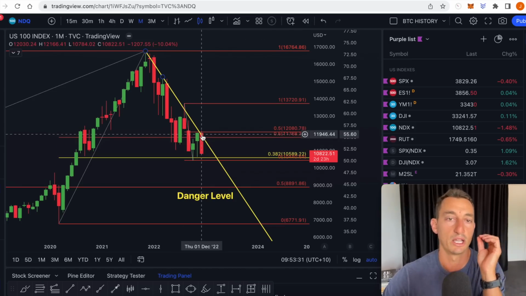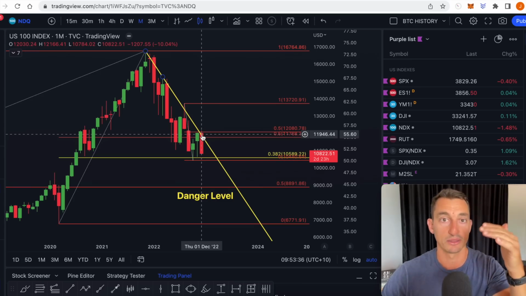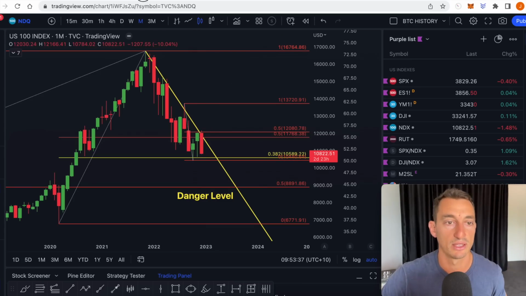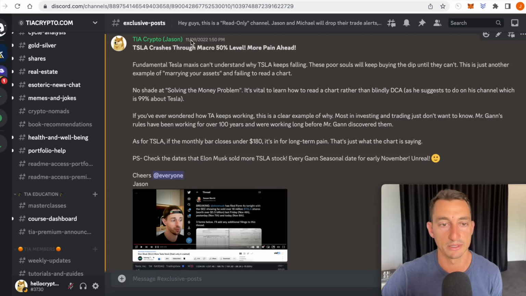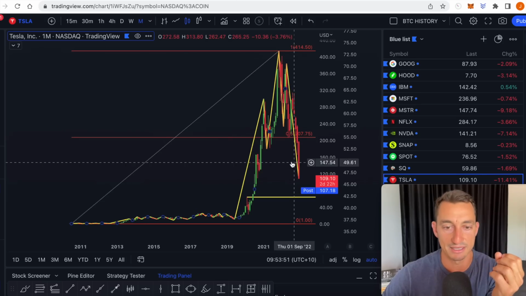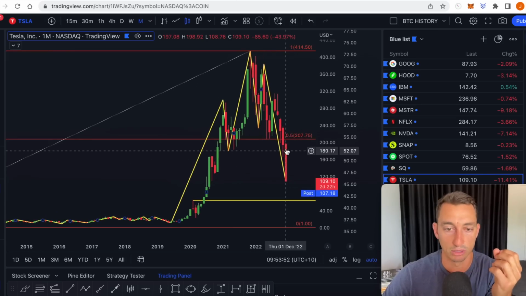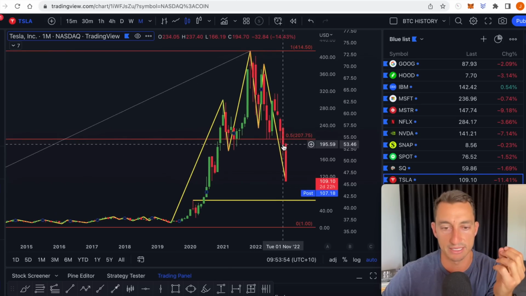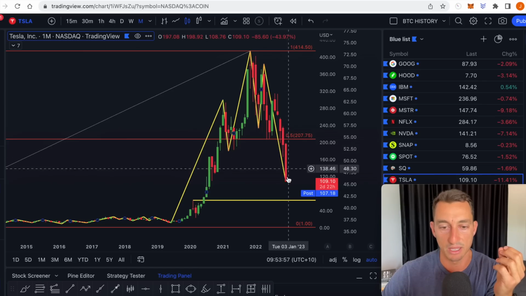50% levels are going to be critical here that you can use moving forward to see strength and weakness to be able to get out of things like Tesla. Like I posted back here to our members in November, looking specifically at 50% levels, saying here that if the monthly bar closes at $180, it is going to be long-term pain. That could have saved many Tesla owners of the stock a lot of money, about 40 odd percent last time I checked it here, from about 180 bucks all the way down to 109.